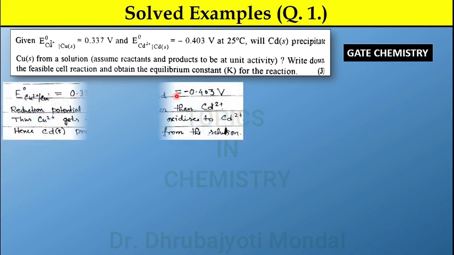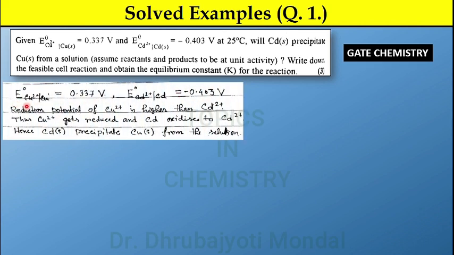So first question, you can see here E0 copper 2 plus copper is equal to 0.337 volt and E0 cadmium 2 plus cadmium is equal to minus 0.403 volt. So the reduction potential of copper 2 plus is higher than cadmium 2 plus. Thus, copper 2 plus gets reduced and cadmium oxidizes to cadmium 2 plus. Hence, cadmium precipitate copper from the solution. So that is the question number 1.